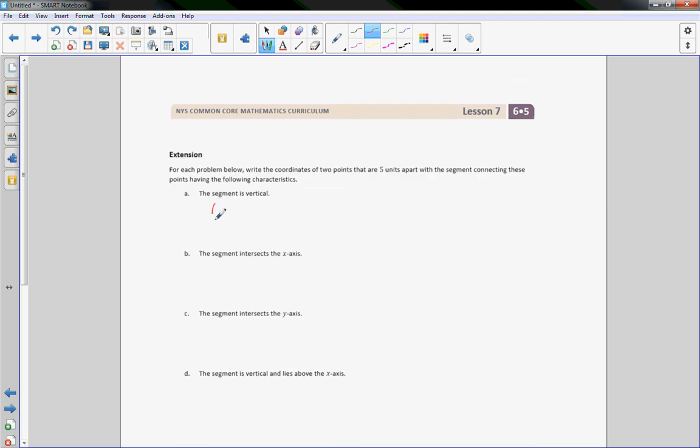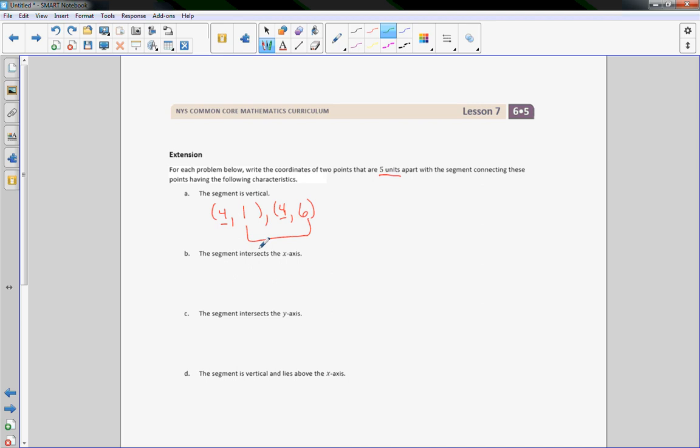So I want a segment that is vertical, which means the x values are the same. So I want 2 points whose x values are the same, and it doesn't matter what you choose. You could choose 10, negative 10, 5, 3, it doesn't matter. I just need my x's to be the same. And then I need 2 points that are 5 units apart for my y. So I could choose 1 here and 6 here. From 1 to 6 is a distance of 5. There are infinitely many solutions to this. As long as your x's are the same and your y's are a difference of 5, then you've answered the question.